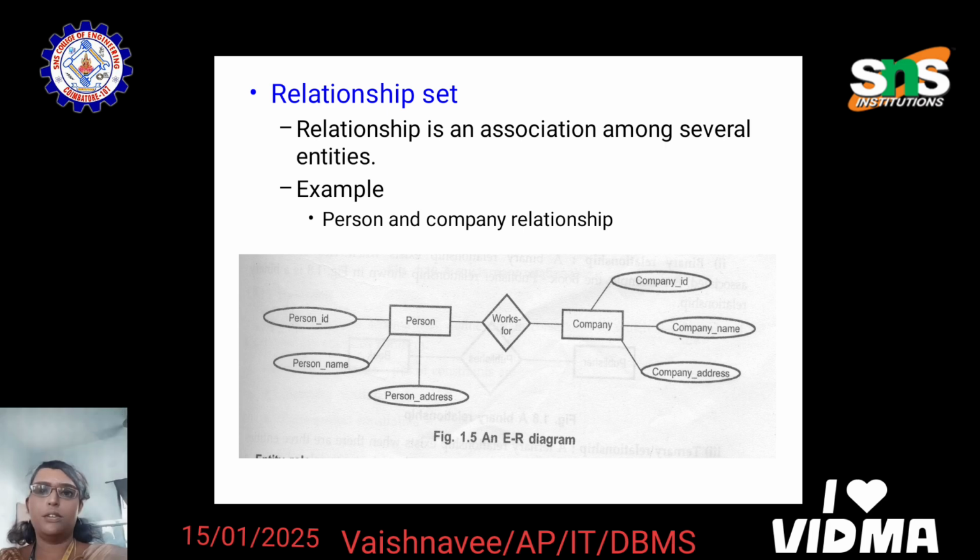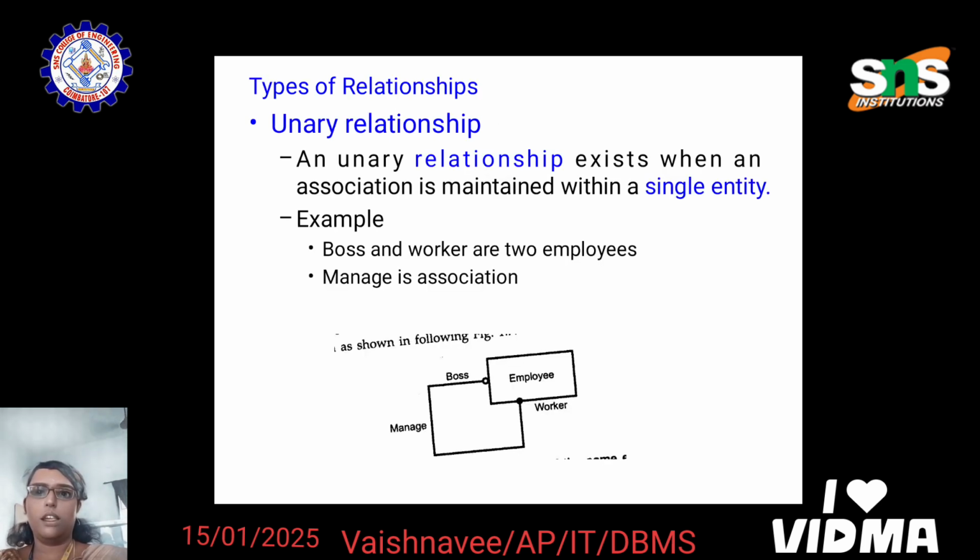When it comes to relationship set, a relationship is an association among several entities. For example, person and company. These two are entities, and they have a relationship: the person works for the company. So here, works for is a relationship. There are types of relationships. A unary relationship exists when an association is maintained within a single entity. For example, boss and worker are two employees, with a manages association.